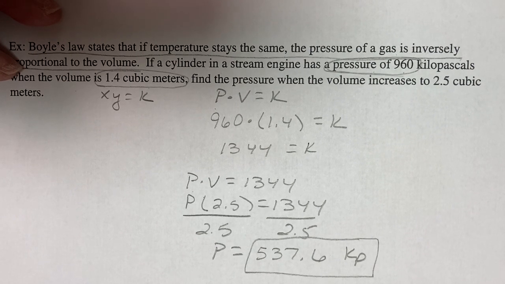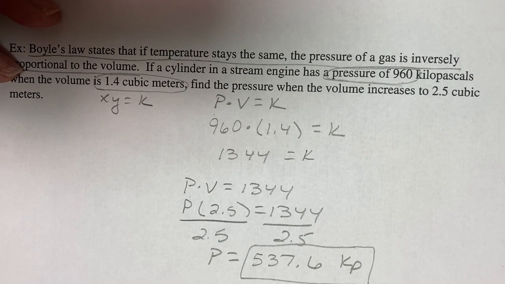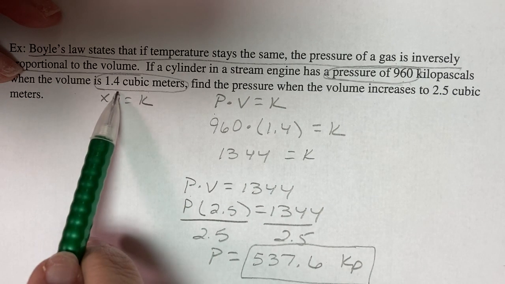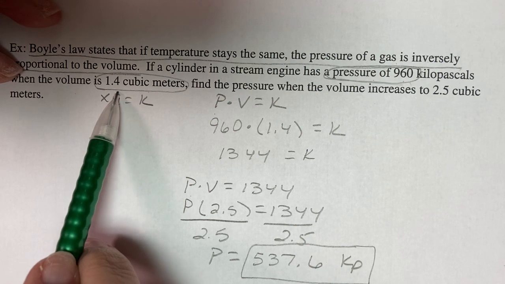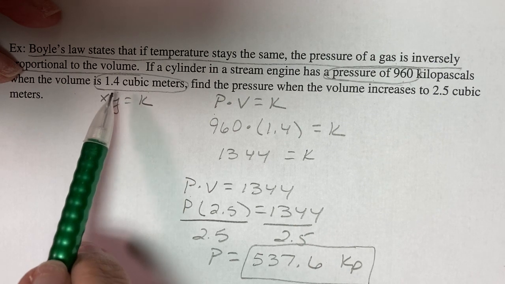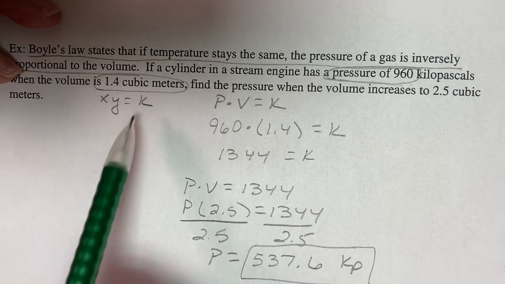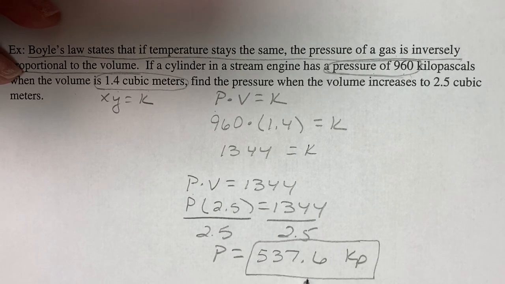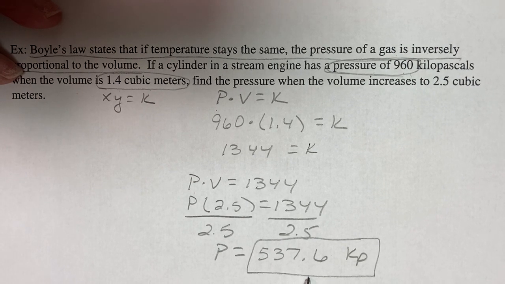So let me also point out to you, by the way, so when the pressure was 960, the volume was 1.4. What happened to the pressure? The volume went up to 2.5. The pressure went down. Does that make sense, knowing that we know it's an inverse variation? Absolutely, because remember that means that the entities go in opposite directions.